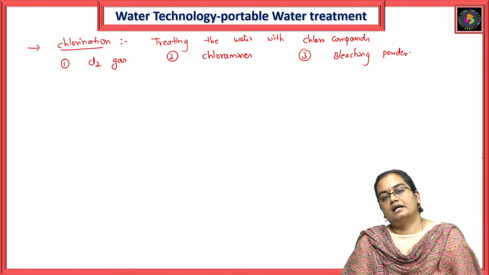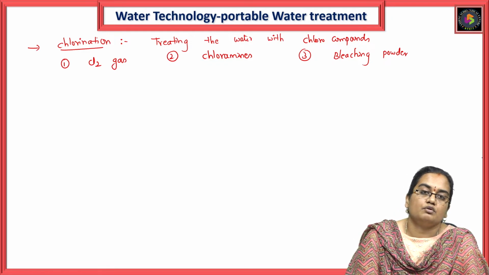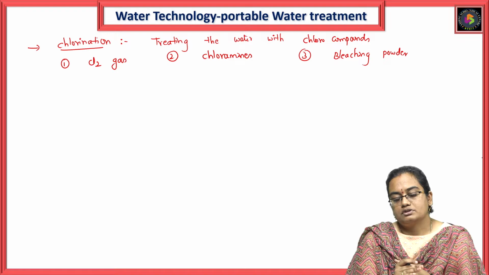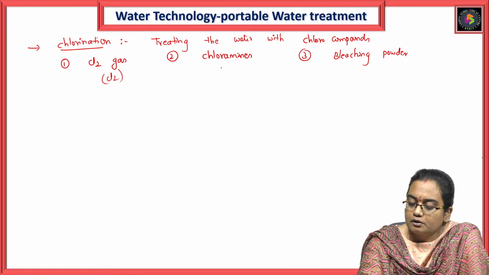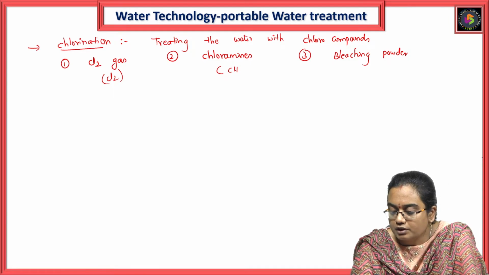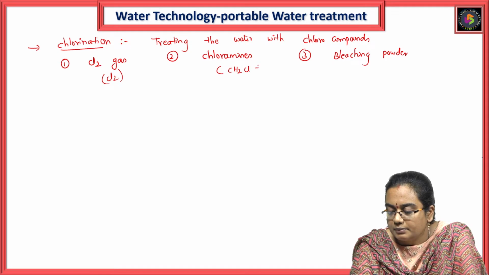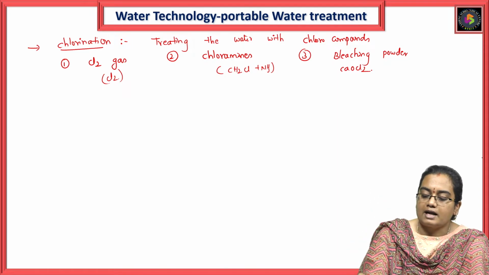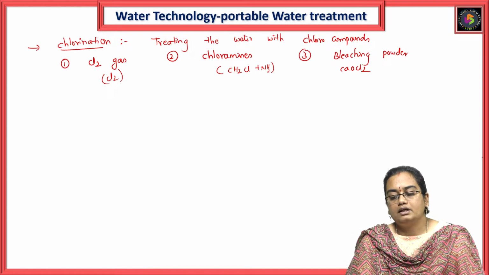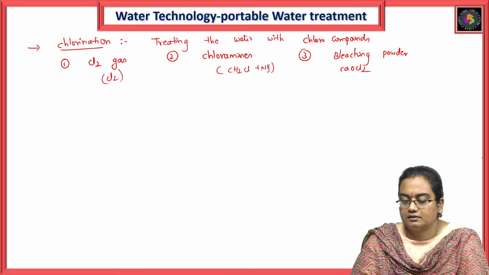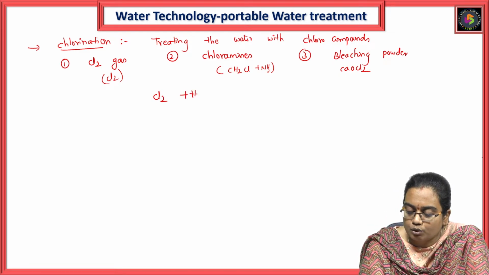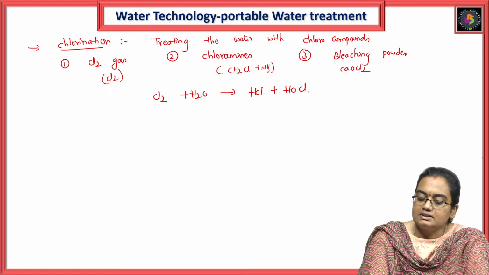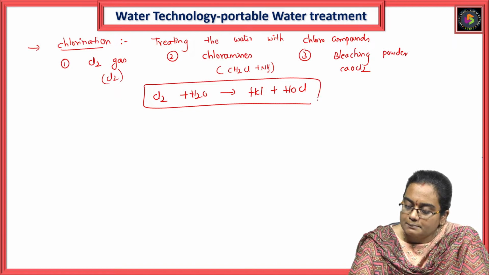When water is treated with chlorine gas, it undergoes reaction with water and liberates some compounds which act as disinfectant. If you take chlorine gas, Cl2 is reacting. If you take chloramines, here we have NH2Cl plus H2O. And here, bleaching powder, CaOCl2. So we are using three different compounds here, but fortunately all compounds give the same disinfectant finally, that is chlorine reacts with water to form HCl plus HOCl. This is the final reaction in all three types of chloro compounds.